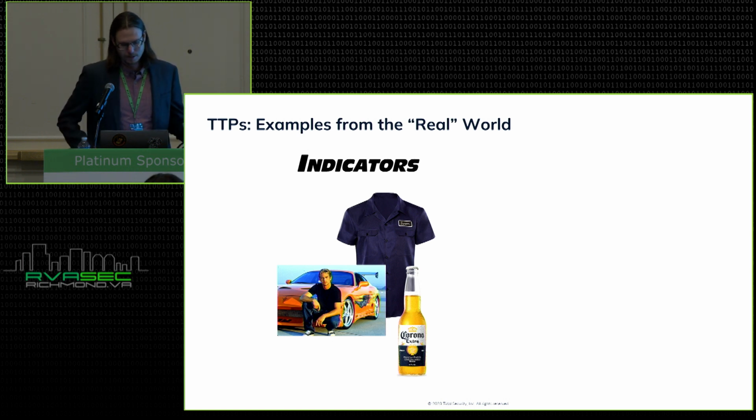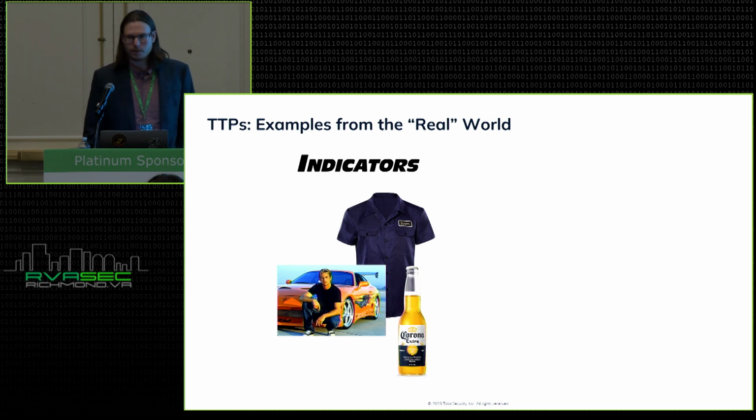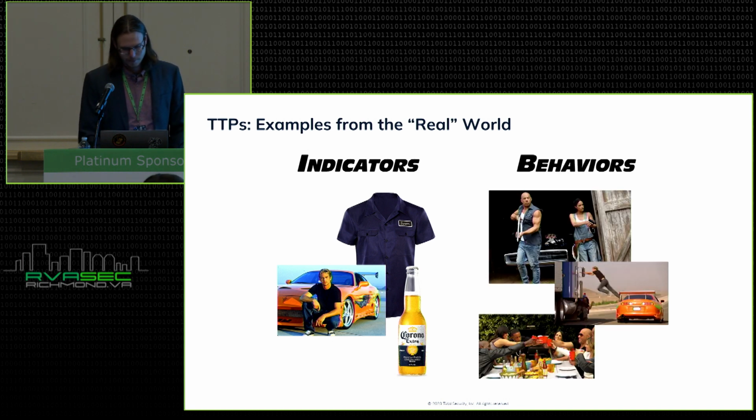If we're talking about the physical security space, indicators could be something like the clothing that you're choosing to wear, or maybe the paint job on your car, or your frosted tips, or maybe the type of beverage that you like to drink after you've performed a successful heist. Contrast this with the behaviors.